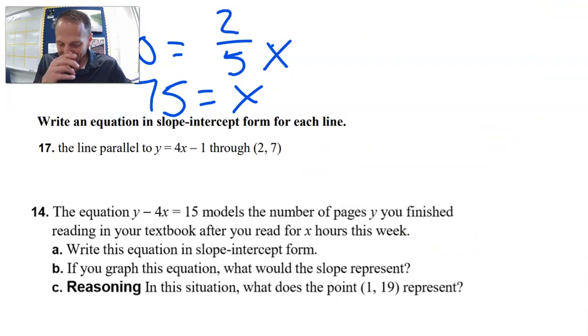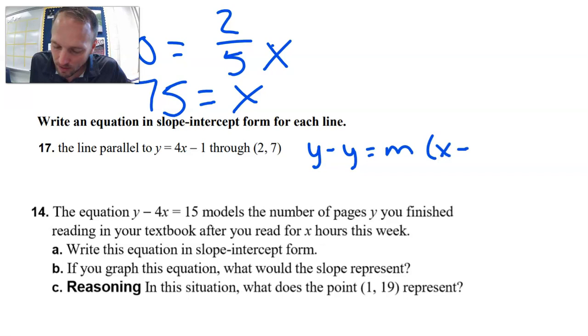Okay, now this is a little bit more difficult. Write an equation in slope-intercept form for each line. So we're writing the equation, so we're going to start with y minus y1 equals m times x minus x1. I know that the x is going to be 2 from this ordered pair. The x is 2, so I'll write in a 2 there. I know that the y is 7, so I'm going to write in a 7 right there.